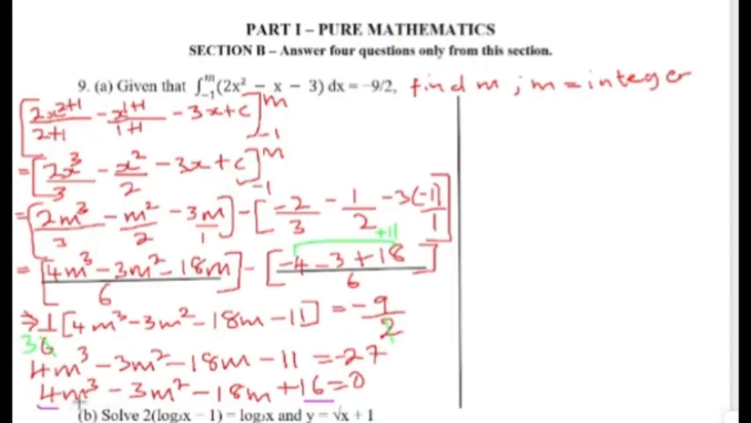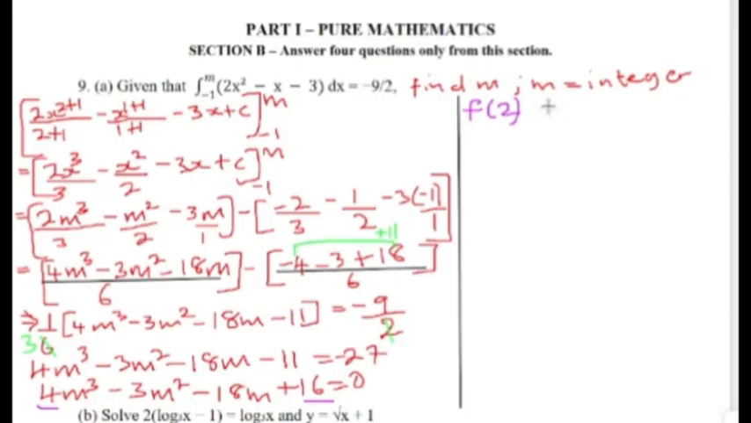We can try 1, a quick check for 1. This gives us 4 minus 3 minus 18. It's not going to cancel. So I'm going to try f(2), let me try f(2) for instance.